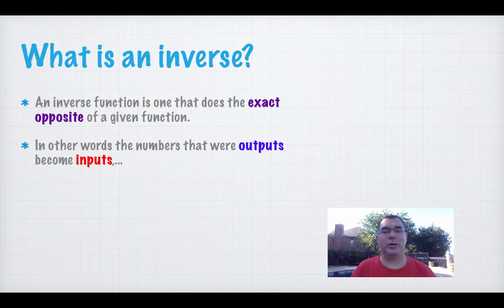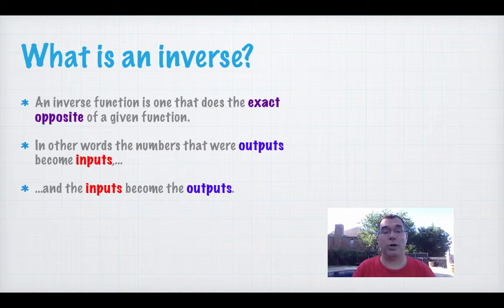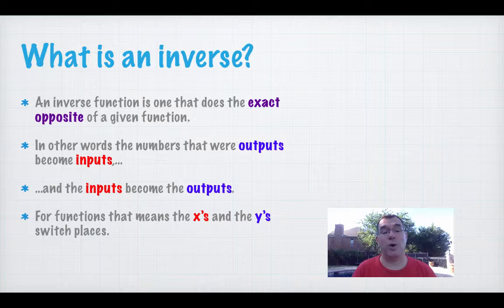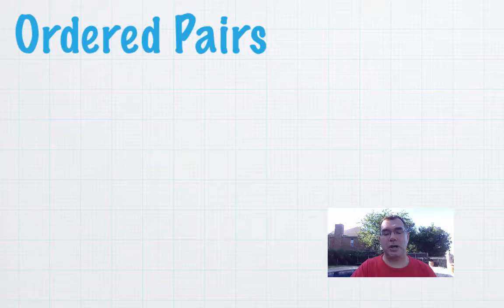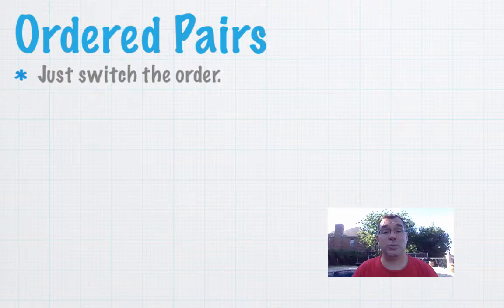All right, so in other words, the numbers that were outputs are now inputs, and the numbers that were inputs are now outputs. So since we're talking about x's and y's, the x's and y's are going to switch places. Every x becomes a y, every y becomes an x. So when I'm talking about ordered pairs, I'm just going to switch the order.